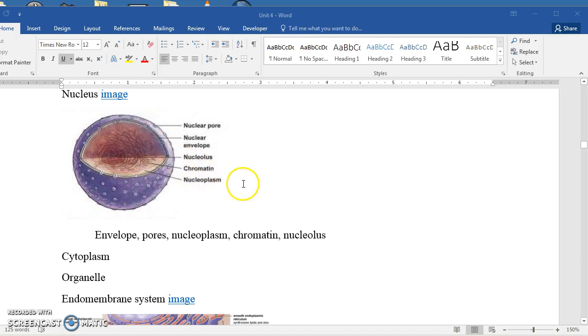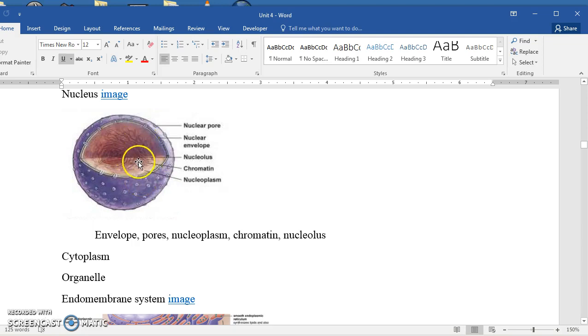You also notice that there's the nucleolus. The nucleolus stains darker than the rest of the nucleus. It contains RNA and protein. The watery portion inside the nucleus is called the nucleoplasm. It's analogous to the cytoplasm of the cell.